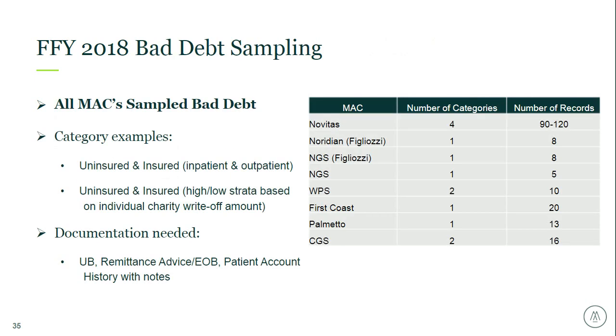So moving on to bad debt, every MAC pulled a sample of the accounts from bad debt. As you can see on the chart, similar to the samples pulled for charity, the bad debt samples range from different sample sizes per MAC. Within the template provided by the MACs to populate bad debt detail, it was requested to identify accounts included in the bad debt listing as uninsured or insured. Some MACs pulled samples by these individual categories as well. Similar to the documentation requested for charity, UBs, remits, EOBs, and the account histories were also requested.